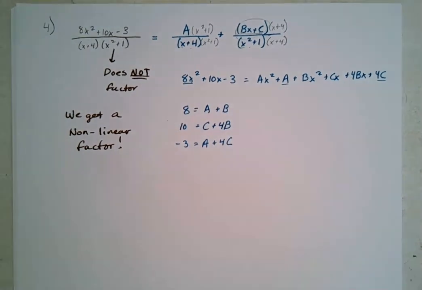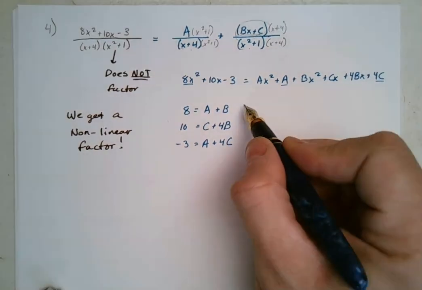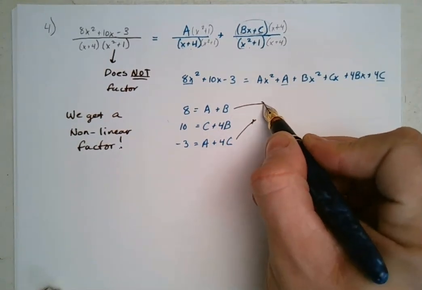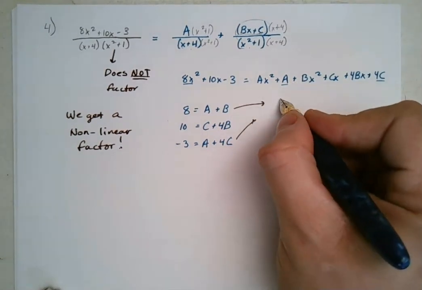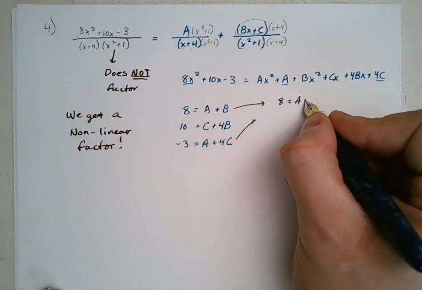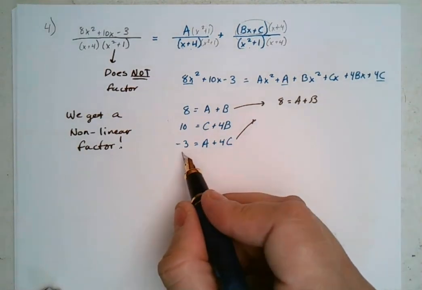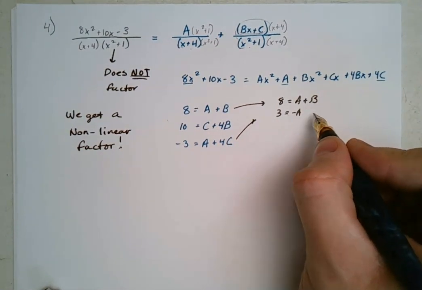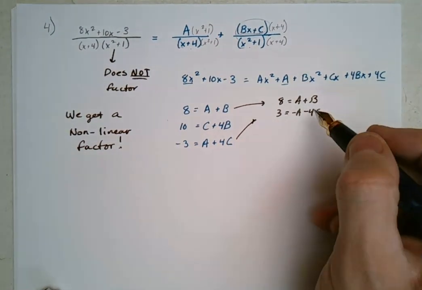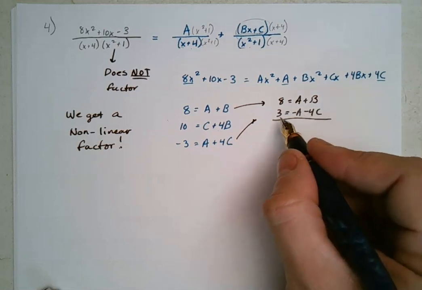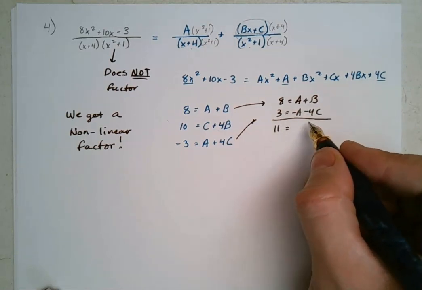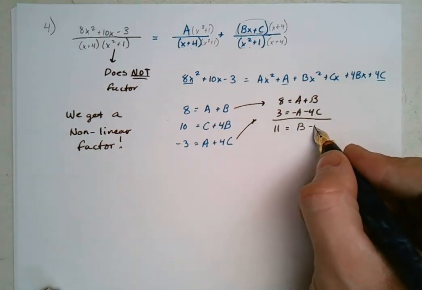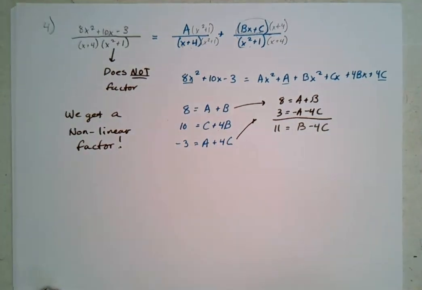And then I've got to find a way to solve this system. And so what I'm going to do is I'm going to start with, let me grab a different pen here. I'm going to start with these two. And I'm going to say 8 equals a plus b. And I'm going to multiply this one by negative 1. So I'm going to get 3 equals negative a minus 4c. And when I put that together, I'm going to get 11 equals b minus 4c. So I get a new equation.